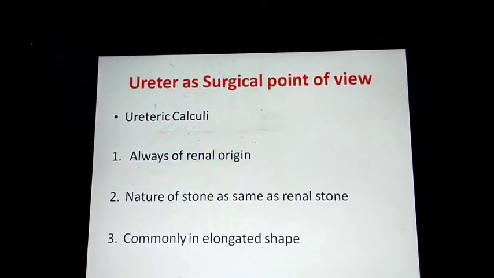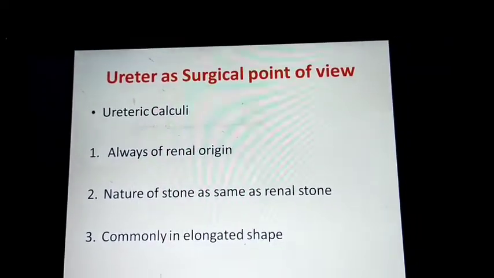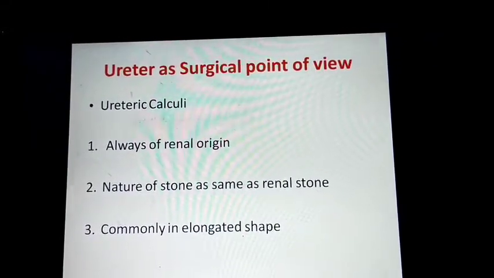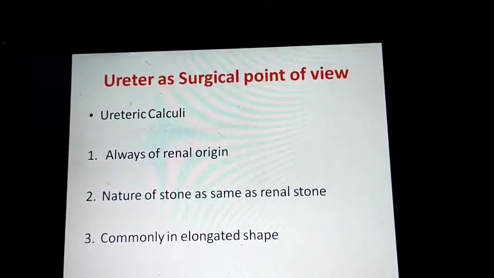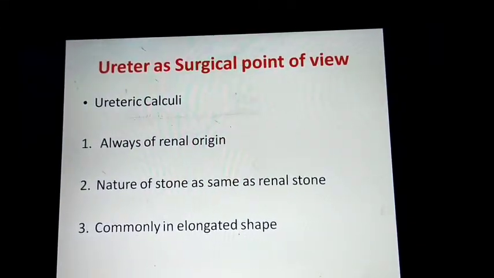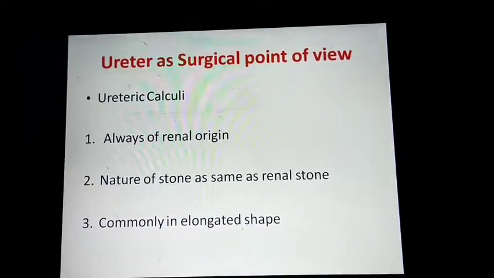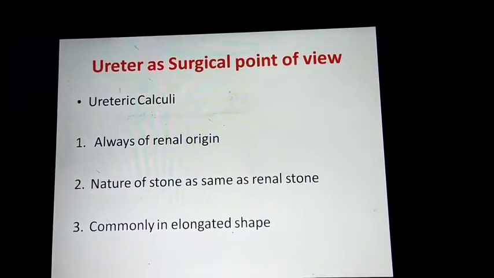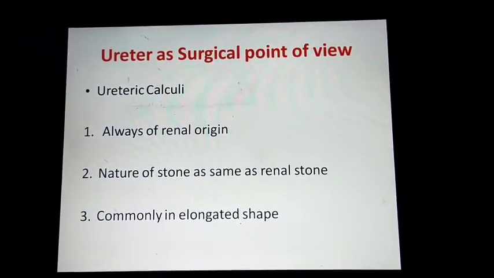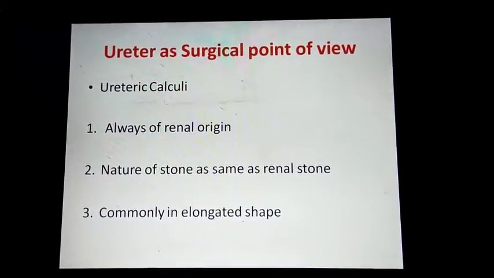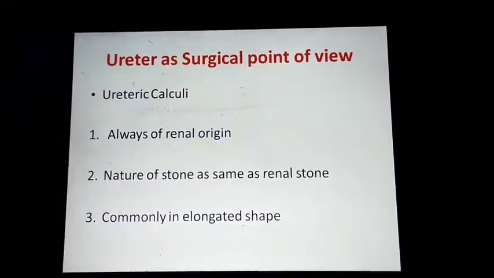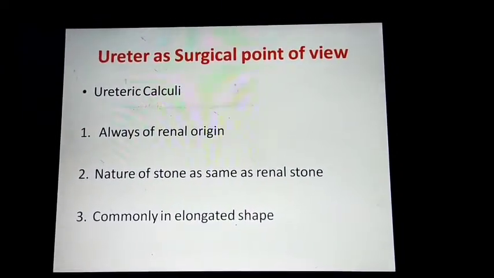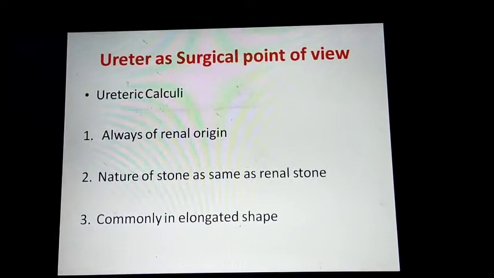The ureter from a surgical point of view, or you can say the applied anatomy of the ureter. First is ureteric calculi. Depending on where the calculus or obstruction is, there is hydronephrosis, a collection of fluid, or grading of hydronephrosis. Calculi are not formed in the ureter. Calculi always form in the kidney only. Ureteric calculi are always of renal origin.